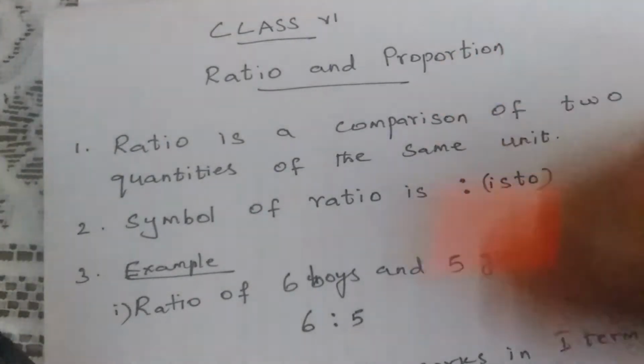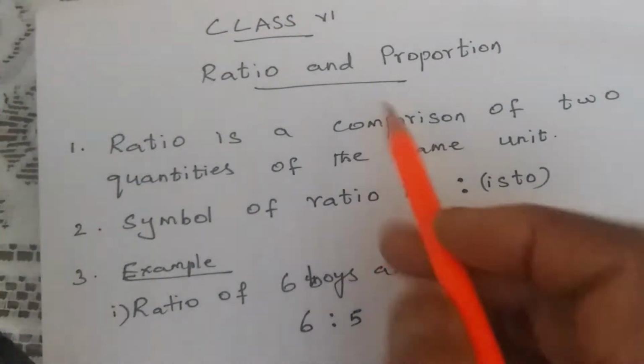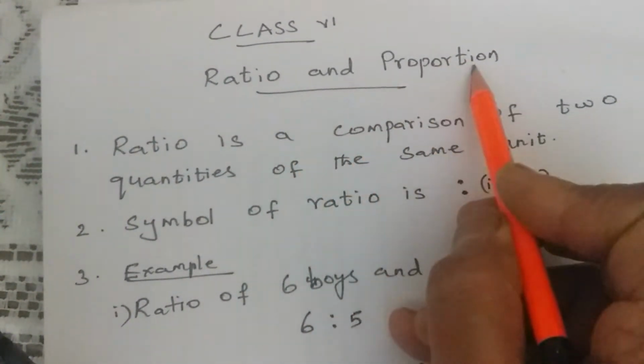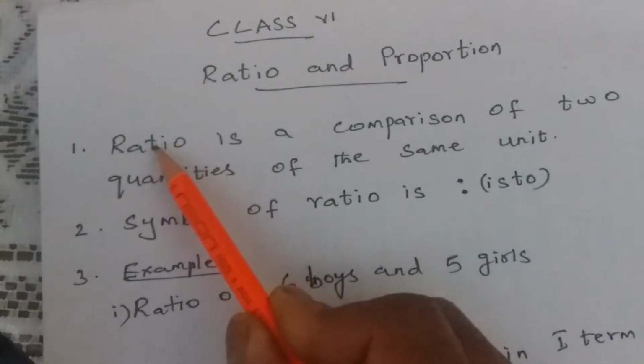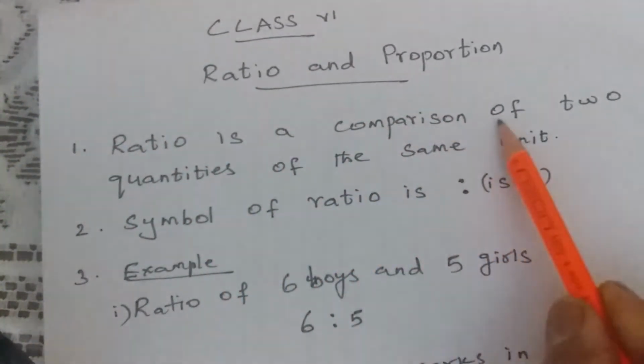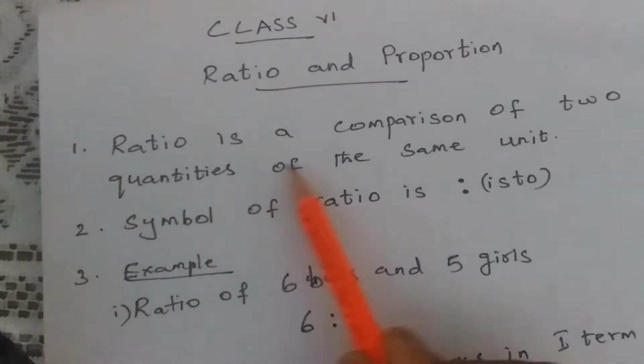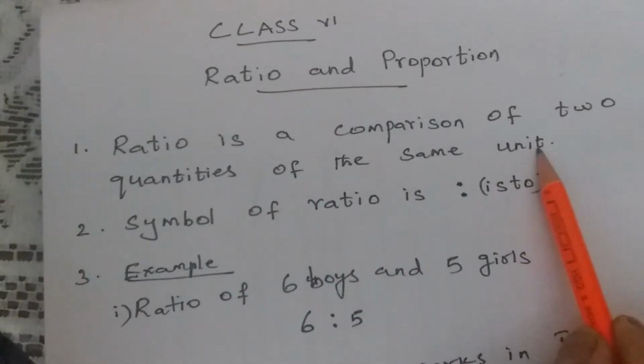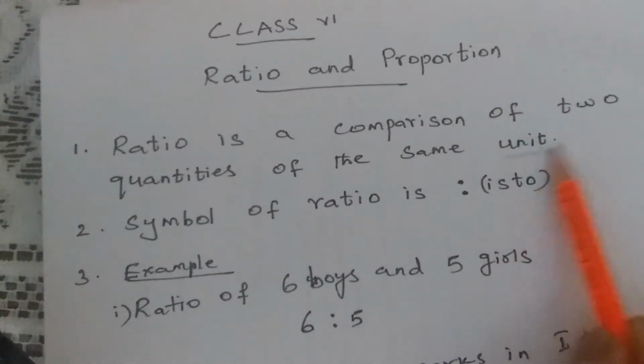Now we'll just summarize whatever we learnt about ratios. The heading is ratio and proportion. What is the definition of a ratio? Ratio is a comparison of two quantities of the same unit. Same unit means of the same kind.